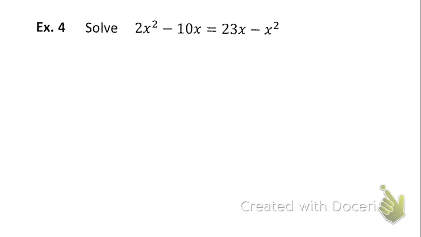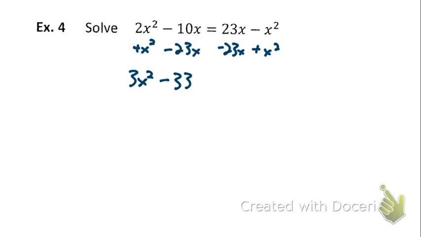Next one, similar to the last one. Now what I'm going to do here, since I already have a 2x squared over here, I'm going to add x squared to both sides. I get 3x squared. All right. I'm also going to subtract 23x from both sides. And I get minus 33x. And look, I have one side set equal to 0.